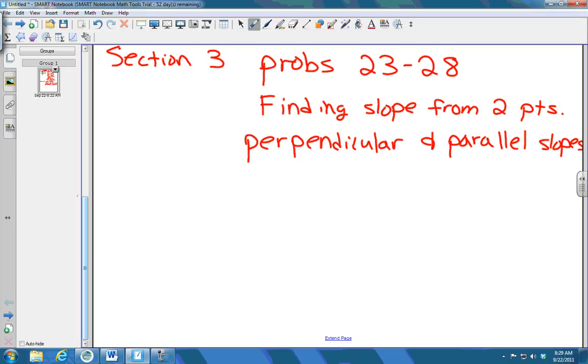You'll have to remember perpendicular and parallel slopes. What do we know about parallel slopes? That's always the easy one. They're the same. So parallel lines have the same slope. So if they give you the slope of one line, you automatically know the slope of the line parallel. What about perpendicular? Opposite, opposite reciprocal. Which means what? Flip it and change the sign. You have to do both of them.